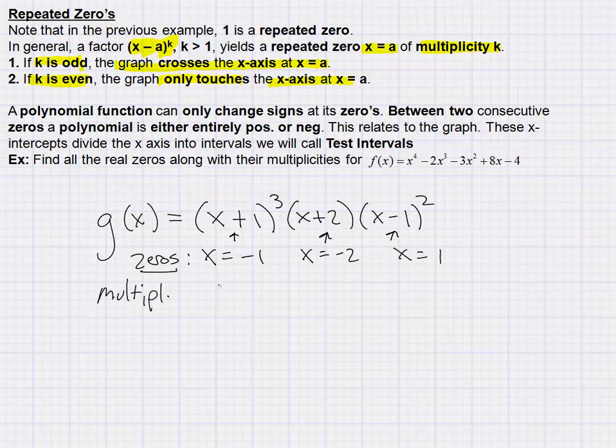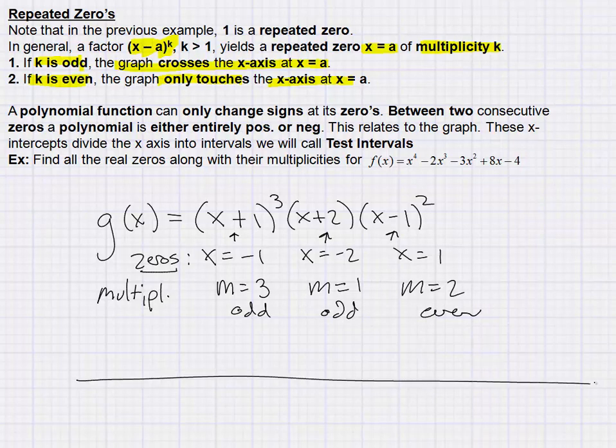In that case, the multiplicity for this is going to be 3. The multiplicity for x plus 1 is going to be 1, and the multiplicity for x minus 1 is going to be 2. These are my multiplicities: odd, odd, and even. Okay? So what does that mean? If I look at these, they are zeros, but really what they are are x-intercepts. So if I think about this as the x-axis, I have an x-intercept at negative 2, at negative 1, and at positive 1.